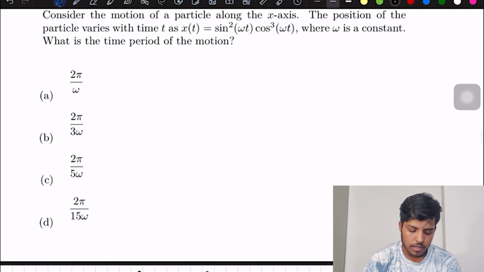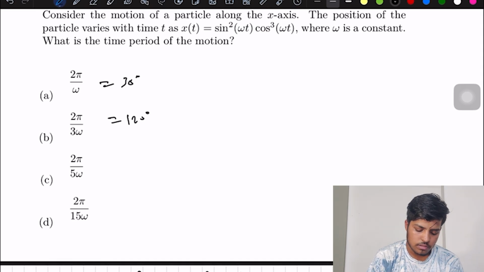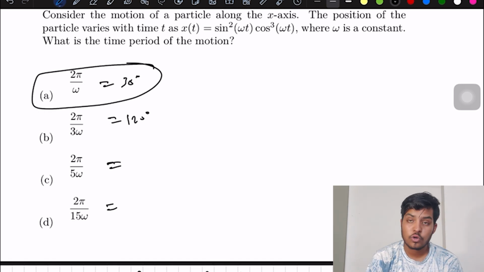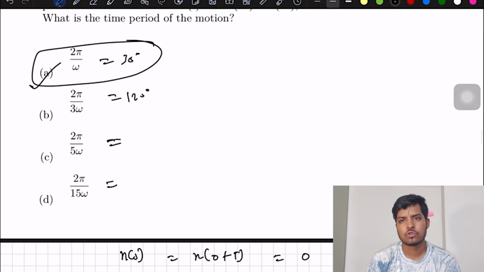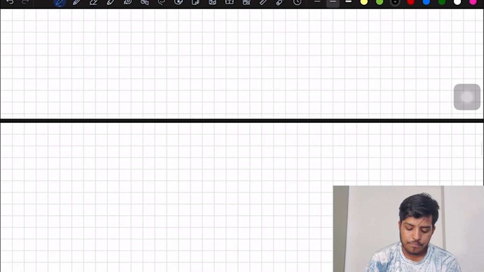So 2 pi upon 3, this is 360 degree, this is 120 degree, and this is something more. So this is also not making any one of them 0. 2 pi upon 15. So it's quite obvious, the first option is matching only. So sine of 2 pi will be 0. So option A is correct, and it will be the time period of the motion. It's a very easy question, a common understanding question.